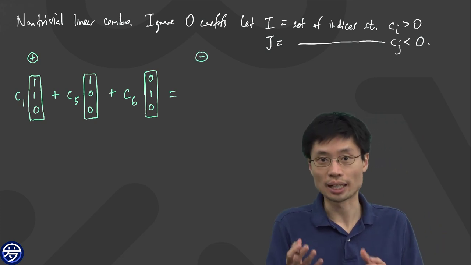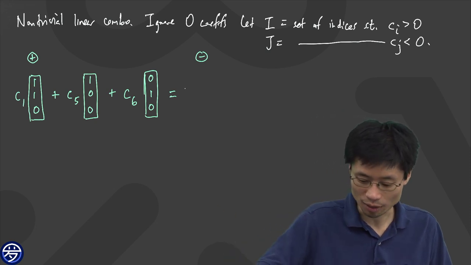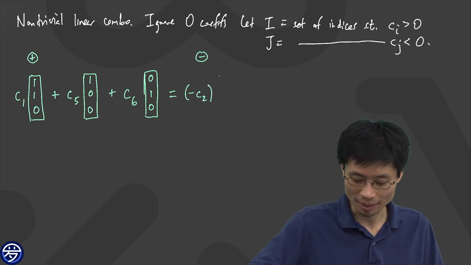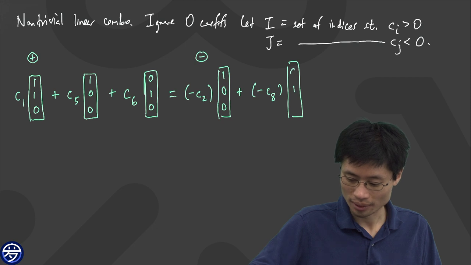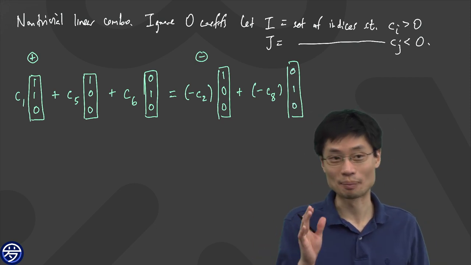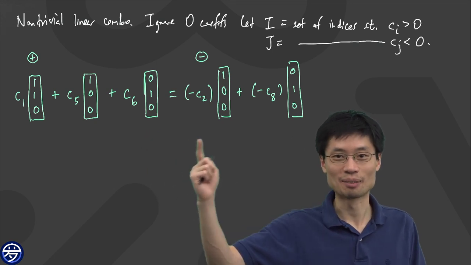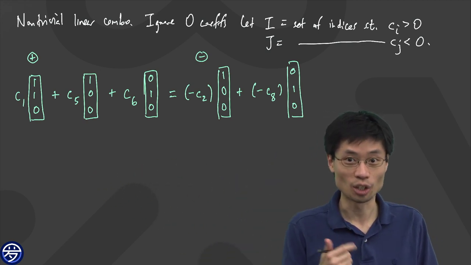The negative side will have coefficients which were negative numbers, but since I moved them to the other side, I'll write minus c_2, which is now a positive number, times, let's just make something up, 1, 0, 0, plus negative c_8, times 1 in the middle. I just made this up. This is a bad example, because here I could have said, just make the set I be 6, and make the set J be 8, and I'm done. However, I just want to show you something interesting that happens when you look at this over Q.